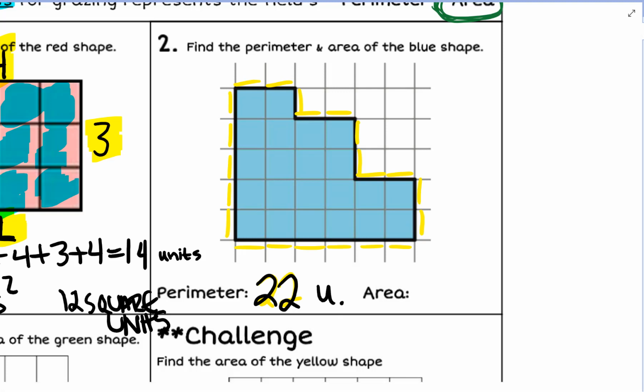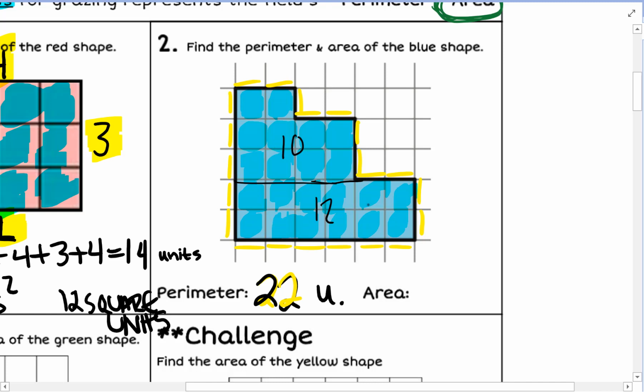The area is how many square units are inside. How many squares? Continue to count that. Okay, to check if you counted correctly, I got 10 squares in this upper portion and 12 in the lower portion, which gives me a total of 22 squares, or 22 square units, or 22 units squared.